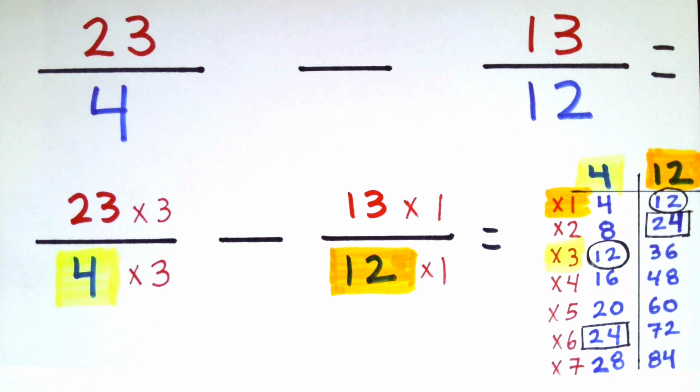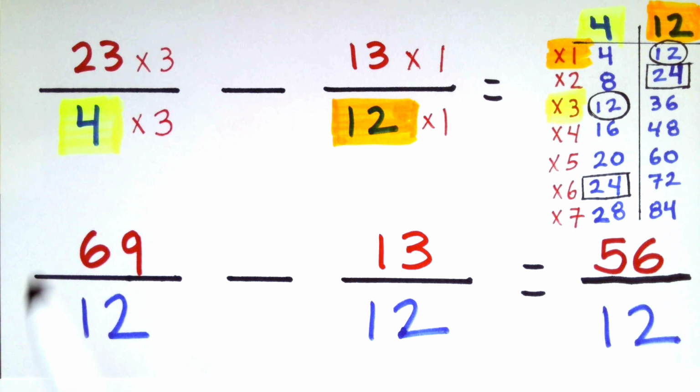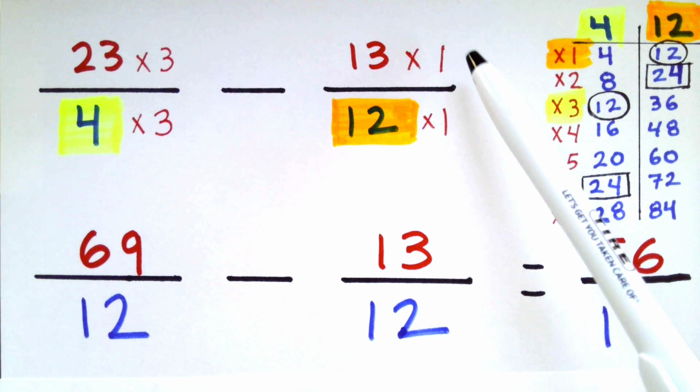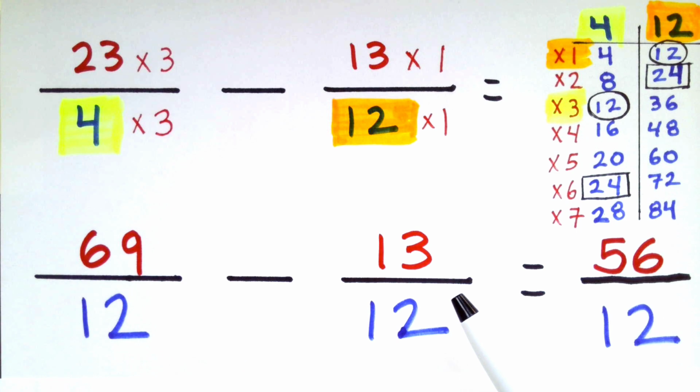Let's see, what does that look like? Okay, so 4 times 3 is 12. 23 times 3 is 69. Minus, 12 times 1 is 12. 13 times 1 is 13. So now we have the same common denominator. We can subtract the numerator, or the top number values. 69 minus 13 gives me 56. And the 12 just stays the same throughout.